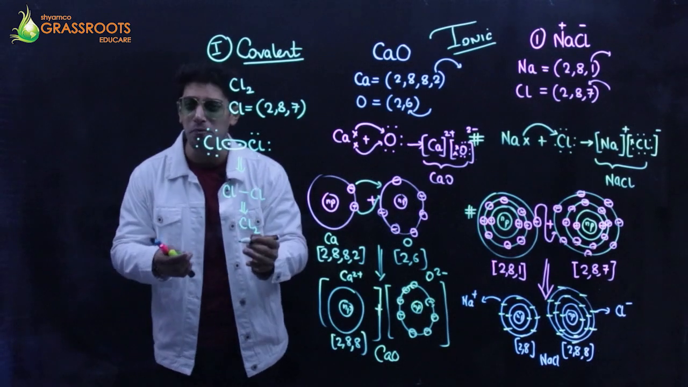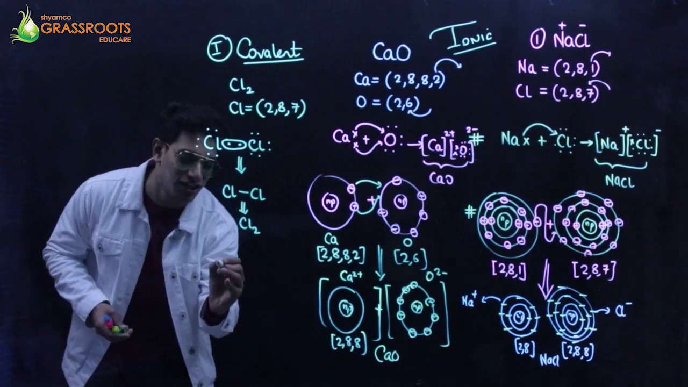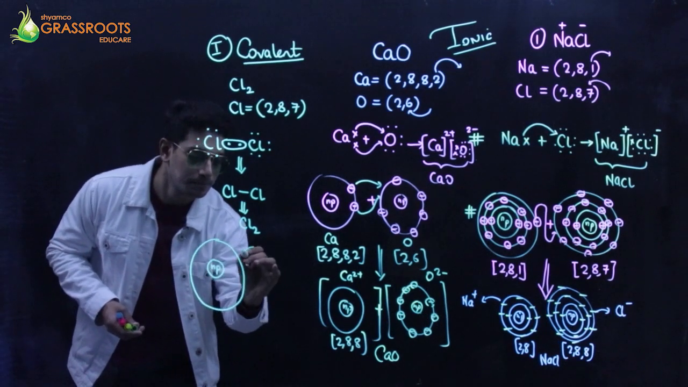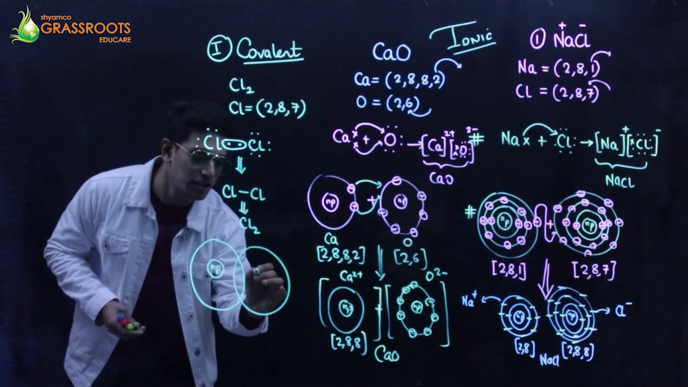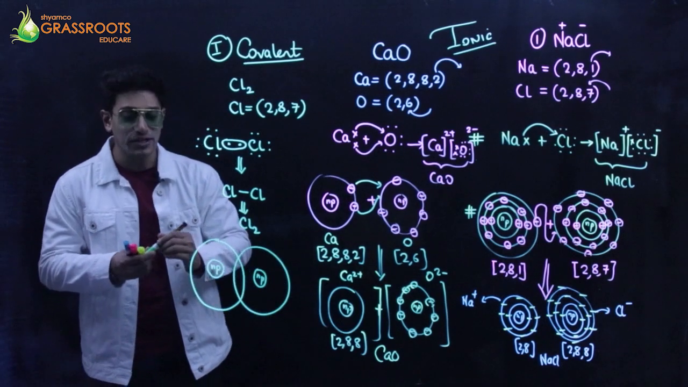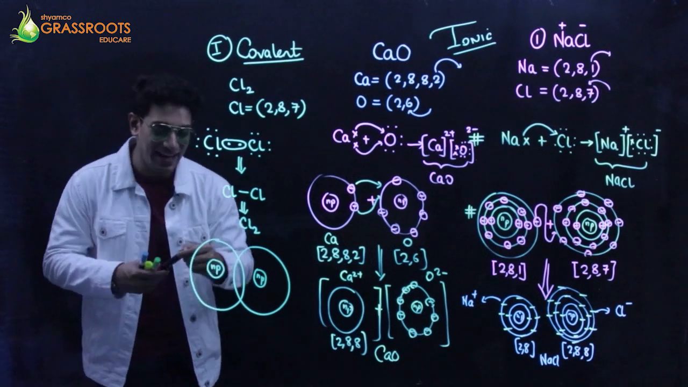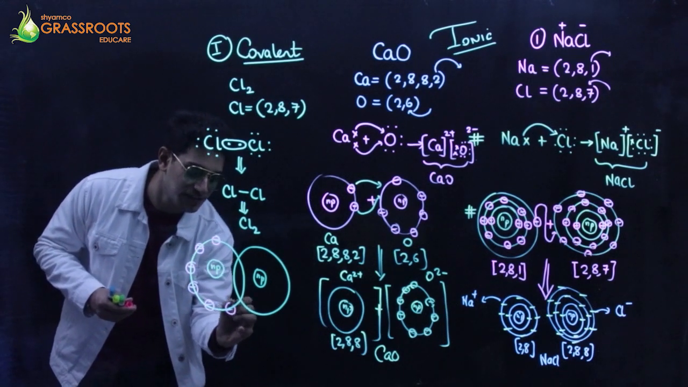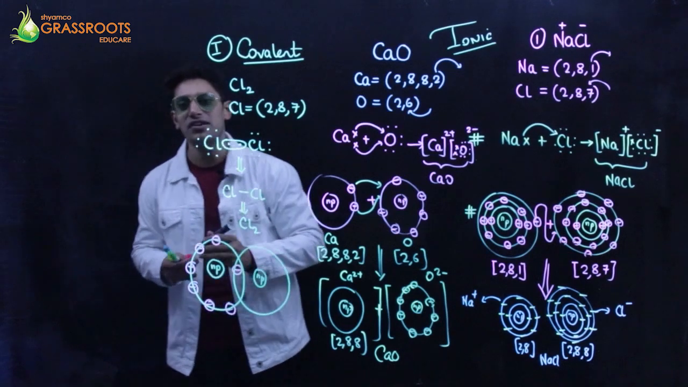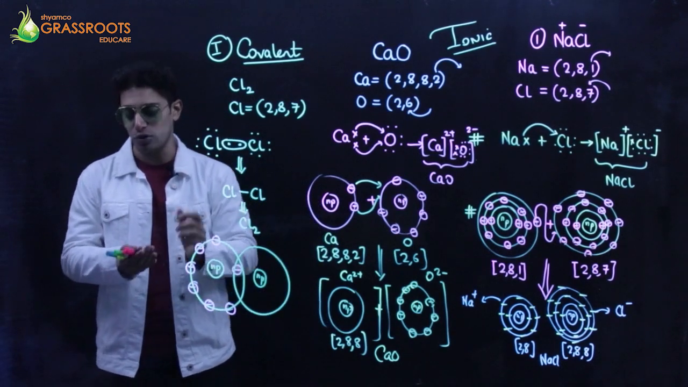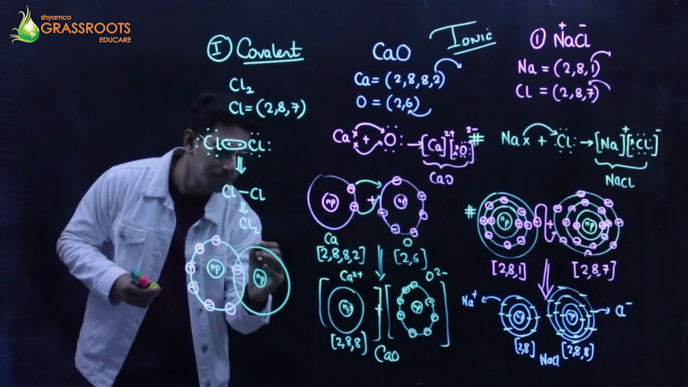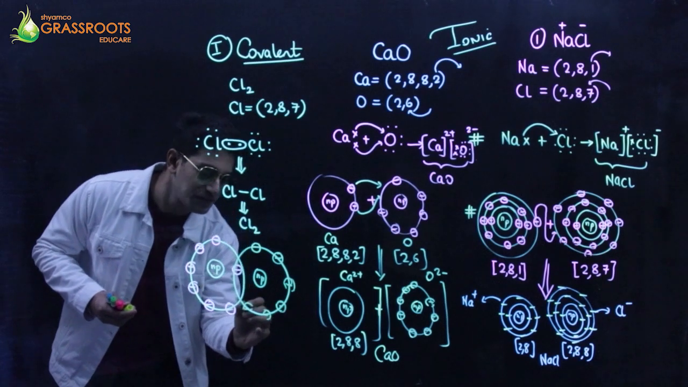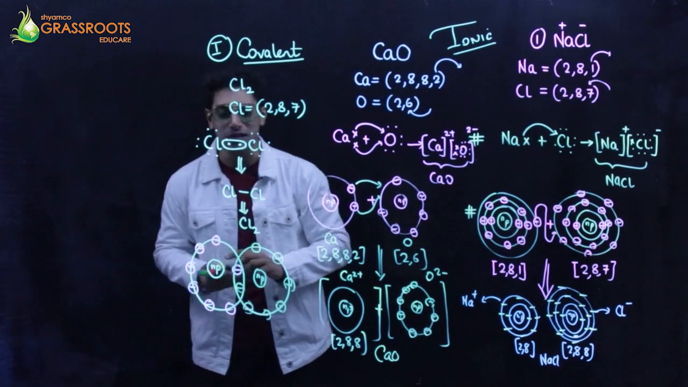If I draw the atomic structure, the direct combination structure, I'm drawing only the outermost shell. It's going to be a sharing of electrons, right? Now we have 1, 2, 3, 4, 5, 6 and 1. These are the 7 electrons of this chlorine atom. And the other one, 1, 2, 3, 4, 5, 6 and 7.